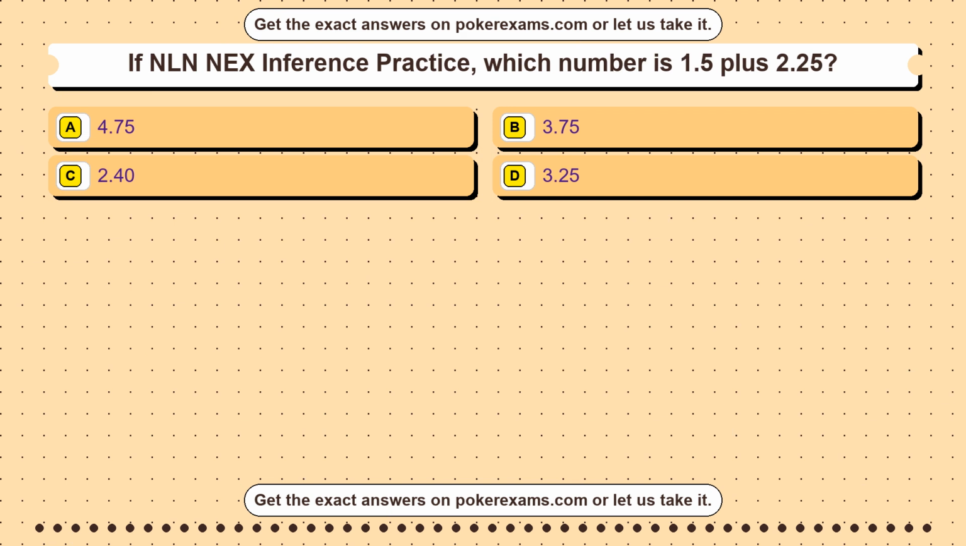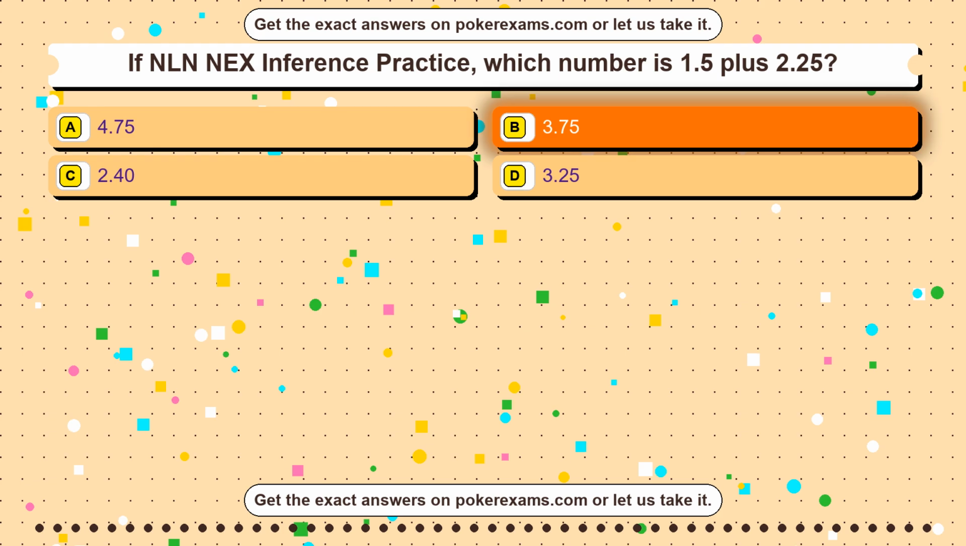Question 20. If GED graphs and data practice, which word best describes a claim supported by evidence? Option A, variable. Option B, argument. Option C, fragment. Option D, decimal. The correct answer is option B.